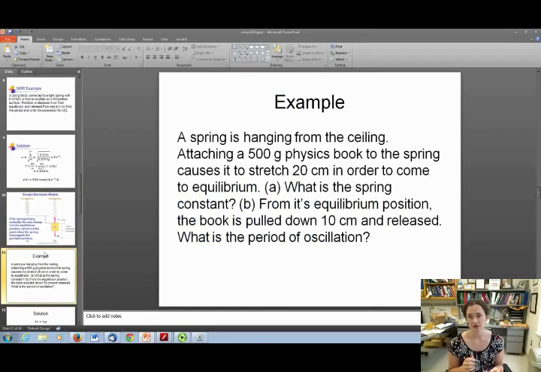A spring is hanging from the ceiling. Attaching a 500-gram physics book to the spring causes it to stretch 20 centimeters in order to come to equilibrium. What is the spring constant? And from its equilibrium position, the book is pulled down then 10 centimeters and released from rest. So what's the period of oscillation?